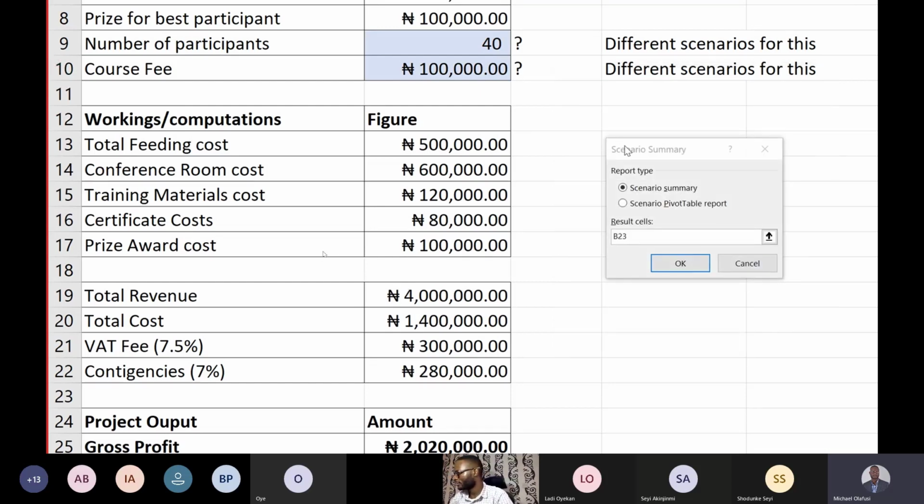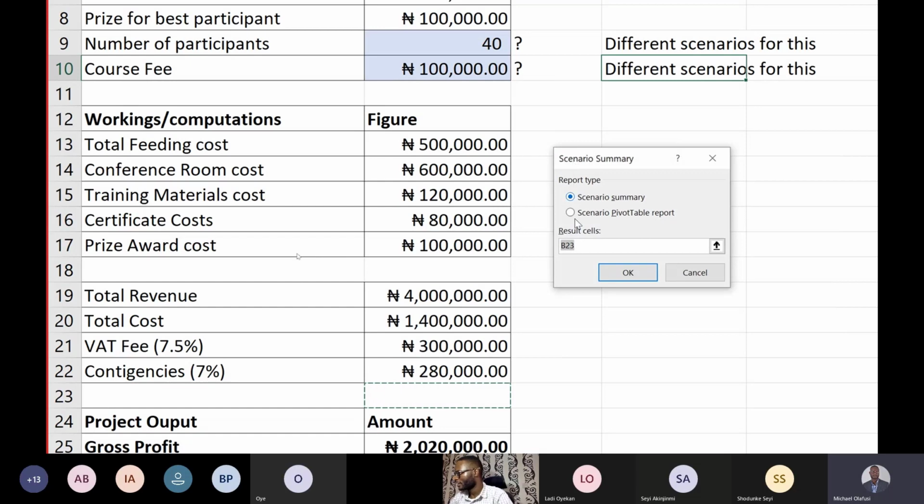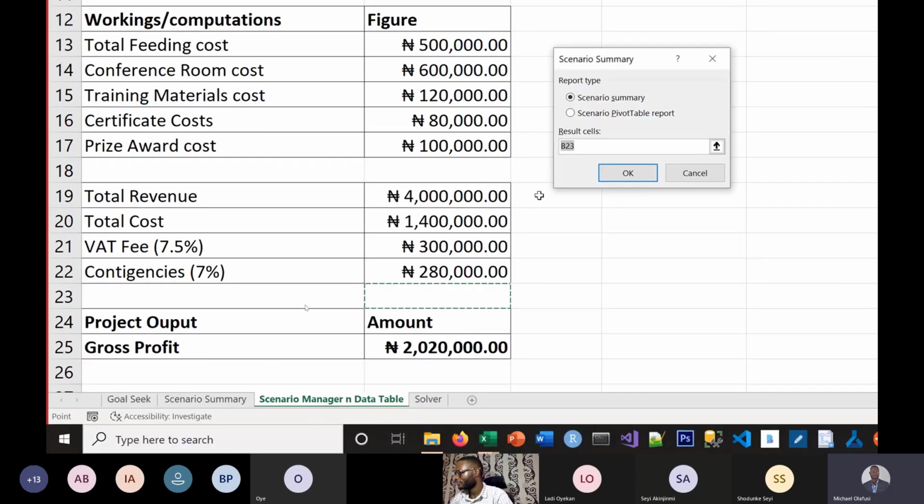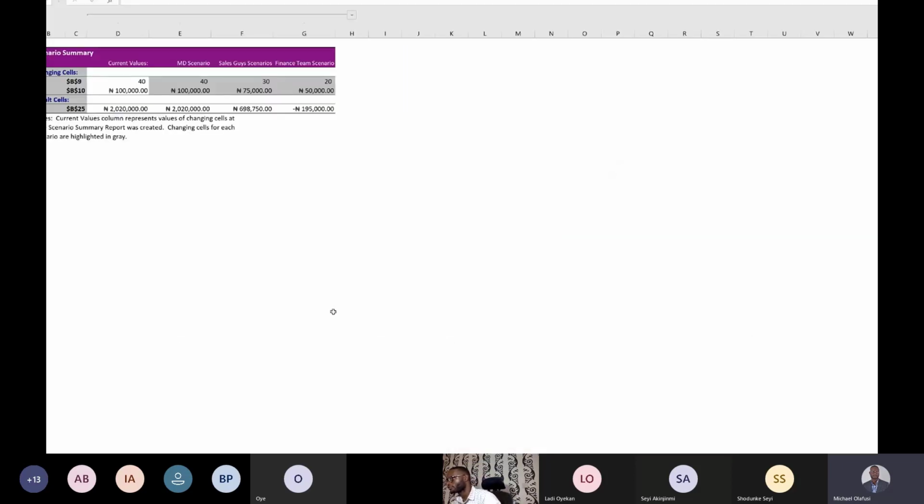So when you click on summary, this comes up, and it's going to ask us, you want to see the effect of all of these on what? I want to see the effect on our gross profit. I want to see what the gross profit will be based on these different scenarios of inputs. So that's what I'm going to do. I click on OK, and it's going to do its work.